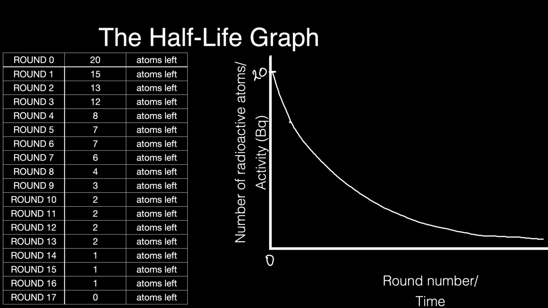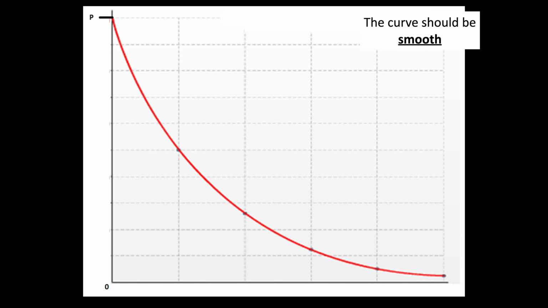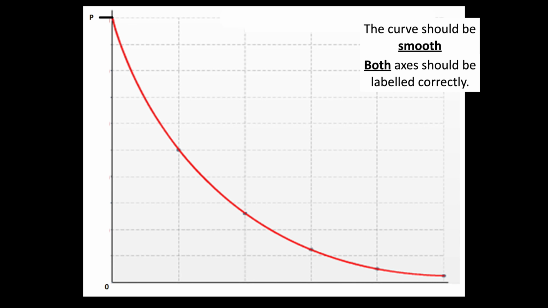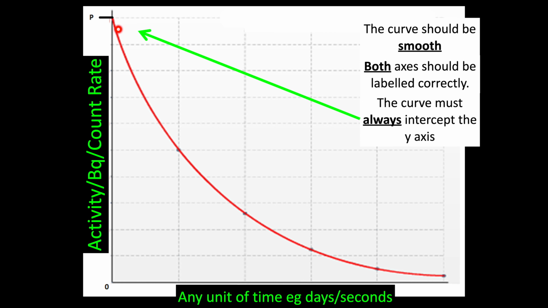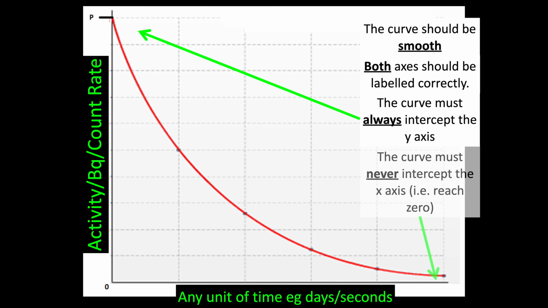This is a radioactive decay curve. It's also known as an exponential decay curve. Let's see what this might look like in your exams. First of all, it's a smooth curve. The y-axis is labeled as activity or count rate measured in becquerel, and the x-axis is a unit of time, whether that's days, years, or seconds. The curve always touches the y-axis, but never touches the x-axis.